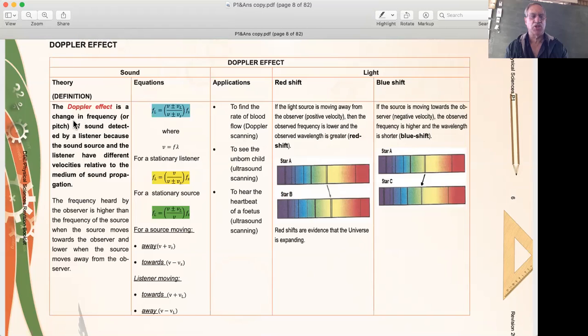The Doppler effect is the change in frequency or pitch of sound detected by a listener, because the sound source and the listener have different velocities relative to the medium of sound propagation, or relative to each other is, I think, better. Let's just stop sharing. And let's have a look. So that's Doppler. We're going to be doing Doppler today.